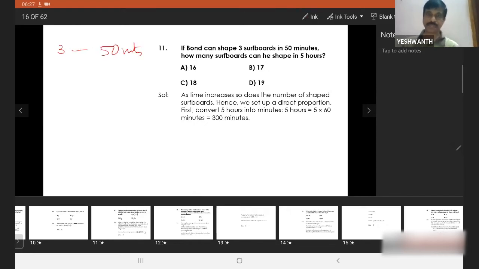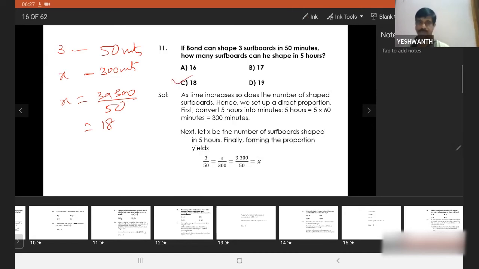So instead of converting these minutes to hours, getting a fraction, and then proceeding, we can go for converting these 5 hours into minutes. So X boats in 5 into 60, that is 300 minutes. Okay, children? So now X equal to what? 3 into 300 divided by 50. So this is 18 boats, right? So please note it. This is option C. Quickly.